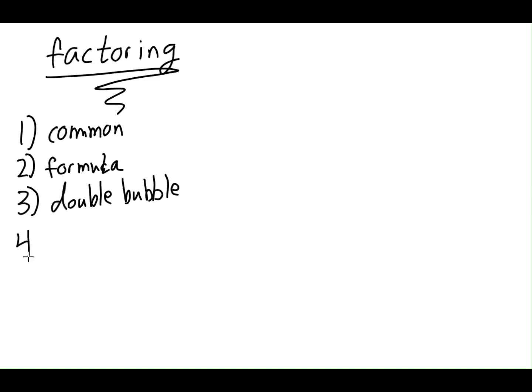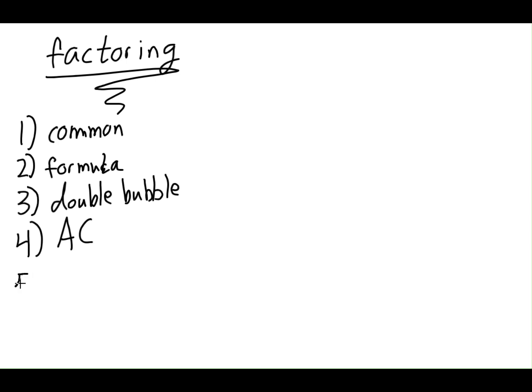And then if that fails, the next option I would check for is AC. Now this AC method is one that I wish people taught more. It basically is what happens when double bubble fails, but you still have something that's factorable. Some teachers teach to just do guess and check, and I never like guess and check. So I'm going to show you a better way to factor using that.